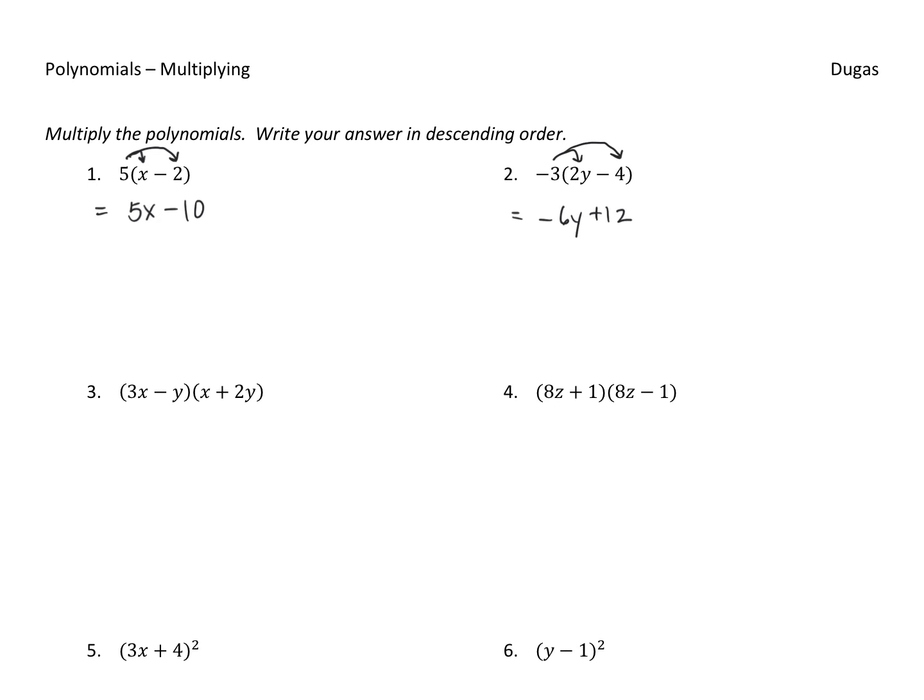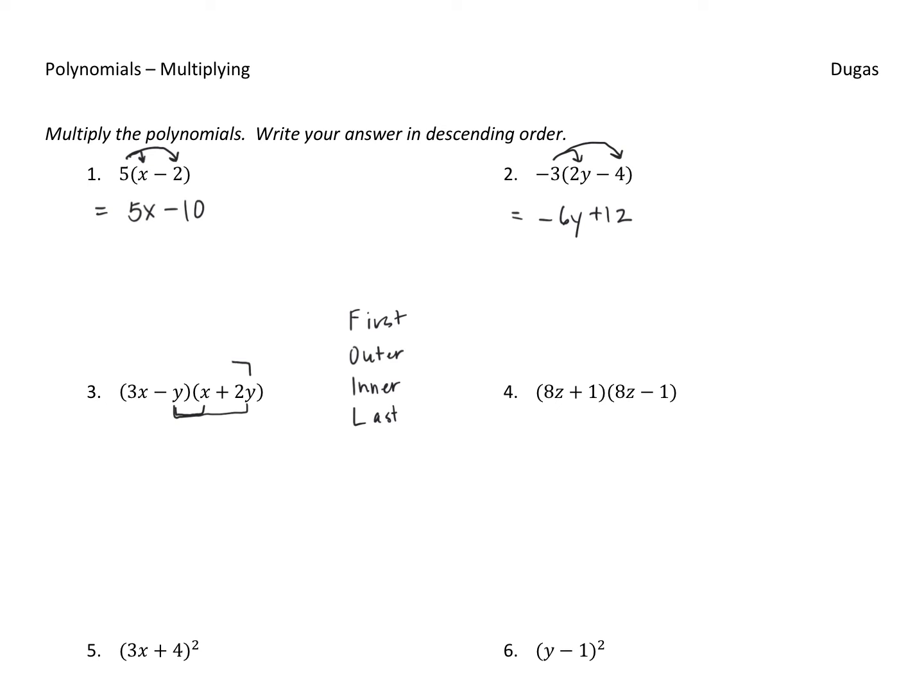Some people really like the acronym FOIL, meaning first, outer, inner, last. So first would be 3x times x. Outer is 3x times 2y. Inner is the inside ones together, negative y times x. And then last is the last term of each polynomial. So that's a way to remember it. First, outer, inner, last is FOIL.